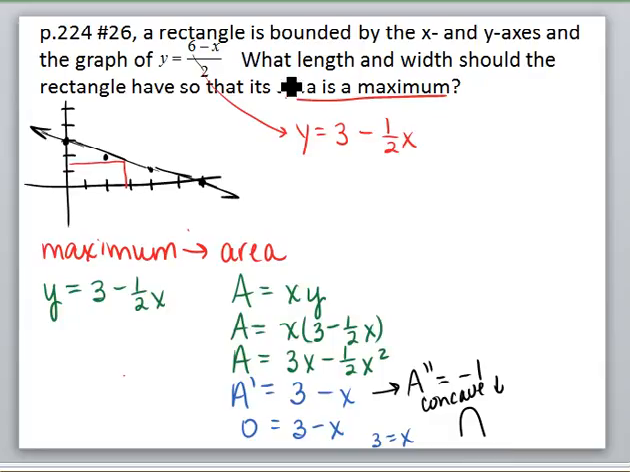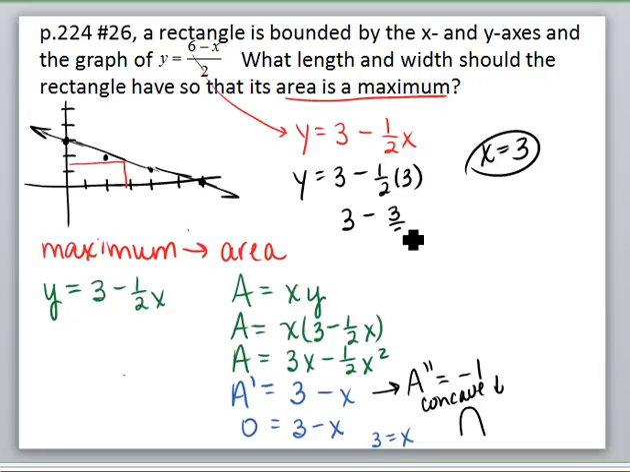So the only thing I was supposed to do is find the length and the width of the rectangle, and I've done that. I found the length, and it's 3. What I can do to find the width is just plug in 3 for my x value, and I end up getting 3 minus 3/2. So that makes my y value be 3/2 or 1 1/2.